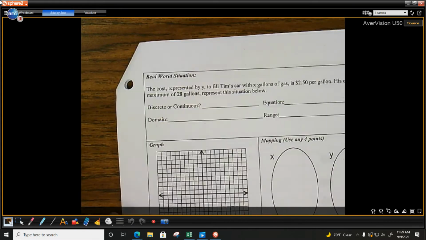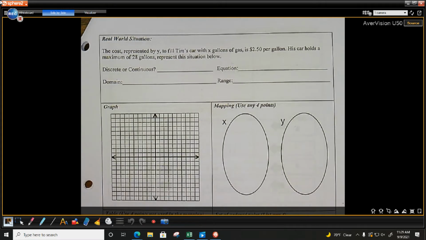Okay, who wants to read about us buying gas in Tim's car? The cost represented by Y to fill Tim's car with X gallons of gas is $2.50 per gallon. His car holds a maximum of 28 gallons, representing the situation. Very good. So what two things are changing in this problem? Total cost and number of gallons.